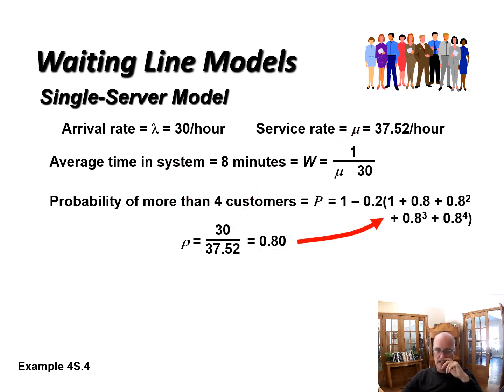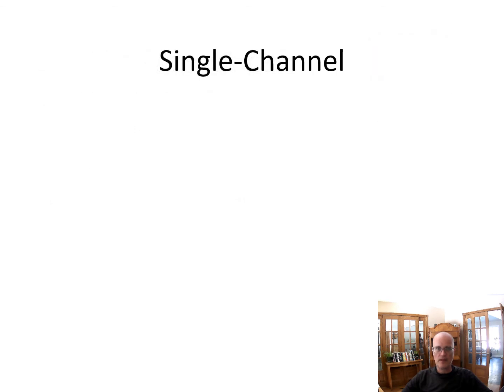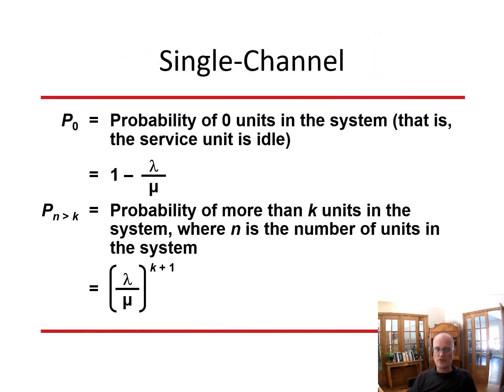And we then have that calculation, where we have each of these, that formula. I'll work through an example for you in a second. So the probability of 0 units in the system, that is, that the service unit is idle, is 1 minus lambda over mu, which is 1 minus the utilization rate. I talked about that already.